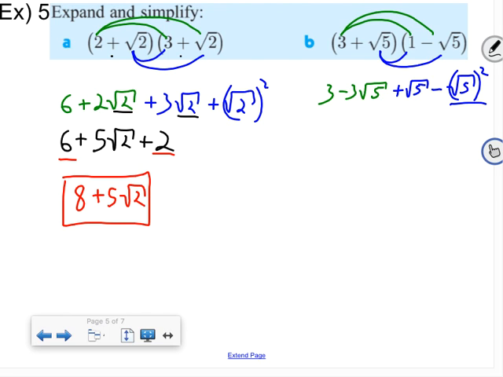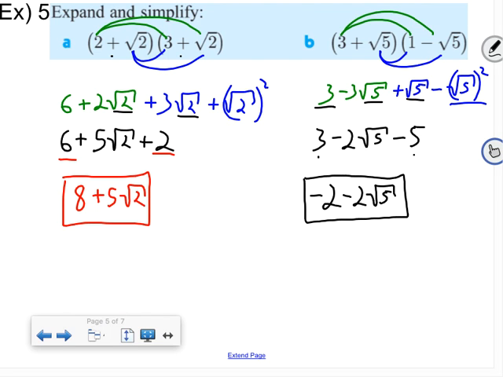So as I simplify this, I have square roots of 5, and I have 3. I have a negative 3 square root of 5 plus 1 square root of 5, so that's going to be minus 2 square root of 5. And then minus 5 again. And just like before, I want to simplify my integers. 3 minus 5 is negative 2, minus 2 square root of 5. And that's as simplified as I'm going to get there.